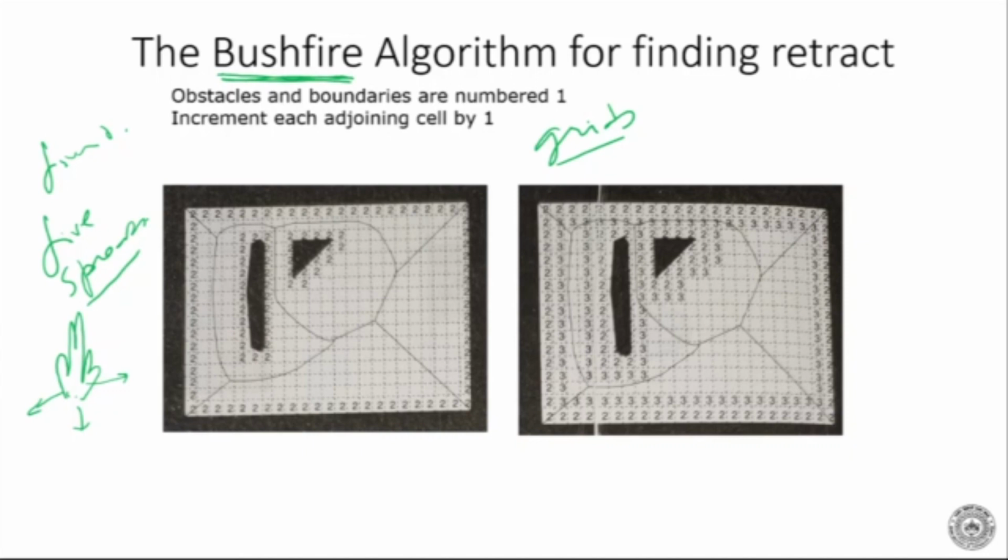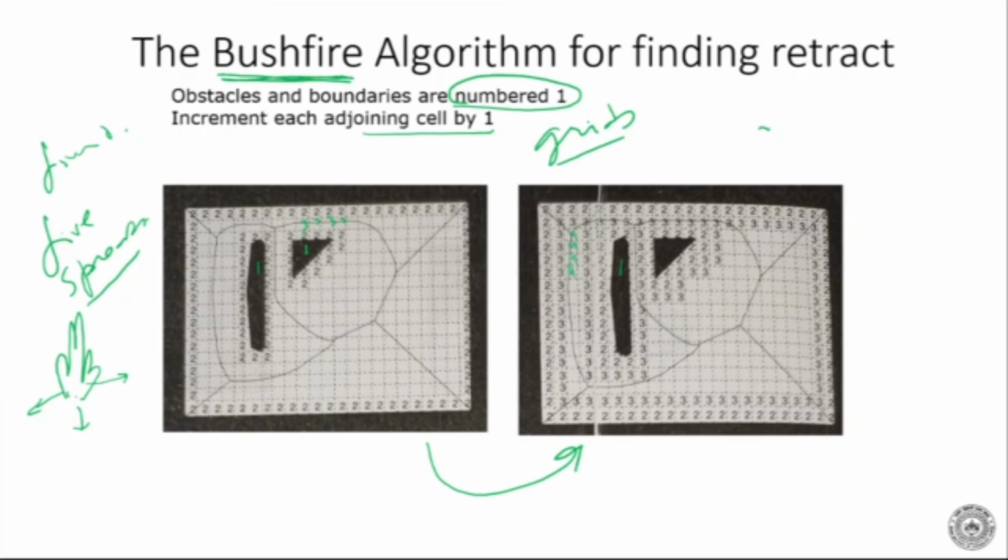So what we do is we divide it into grids. Okay, and you start putting the obstacle as 1. So obstacle boundaries are numbered by 1, and we increment each adjoining cell by 1. So if this is 1, the next one will be 2, then the other will be 3, like that. And this can be done very easily by the computer. So this is 1, this is 2. Any program can do this very quickly, right? So obstacle was 1, the next one was 2, then 3, then 4, like that.